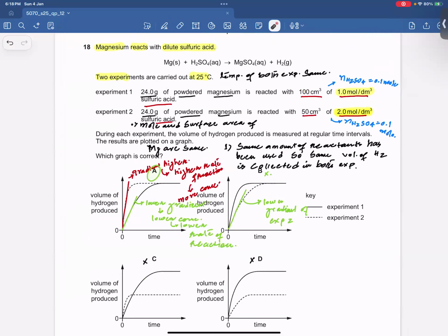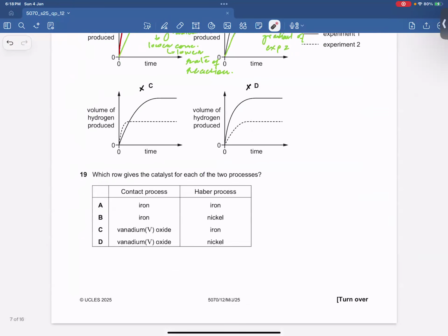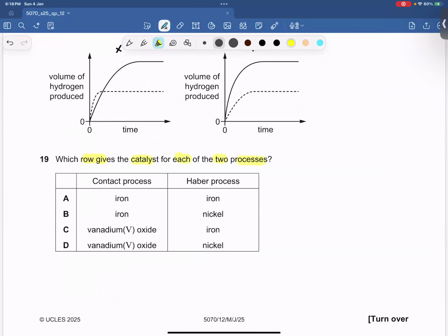Question number 19. Which row gives the catalyst for each of the two processes? That's easy. The contact process uses vanadium 5 oxide, whereas Haber's process uses iron, and therefore C is going to be the correct answer. Okay.